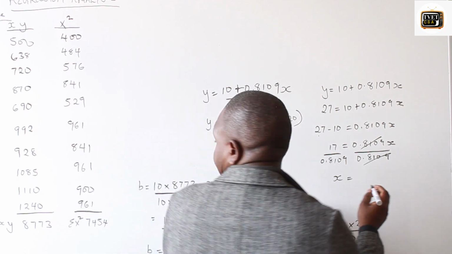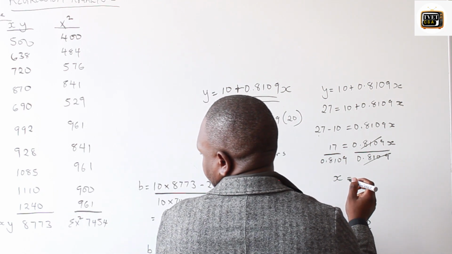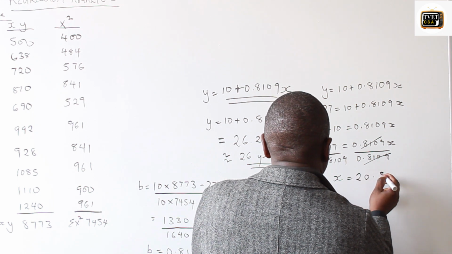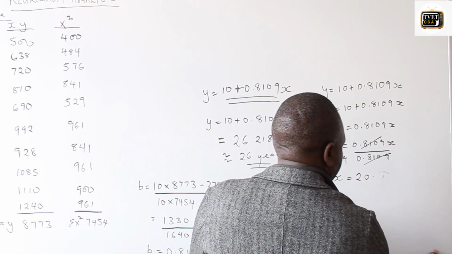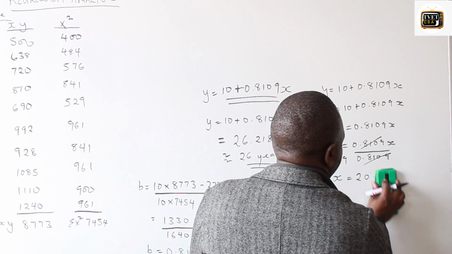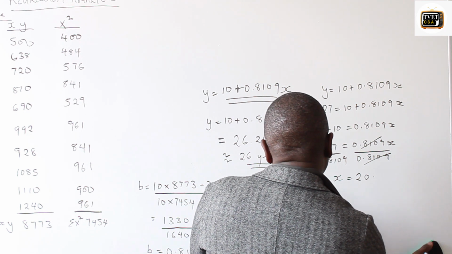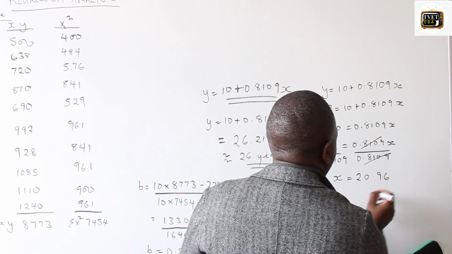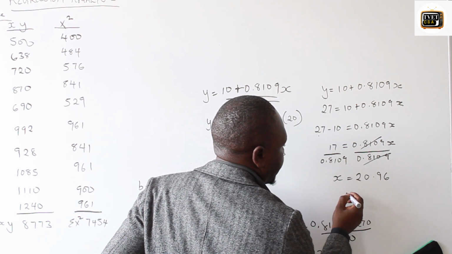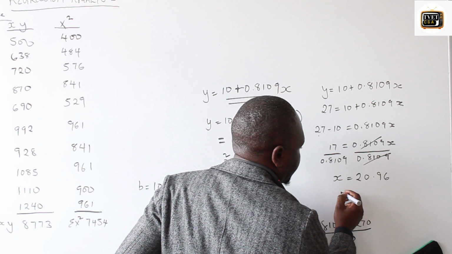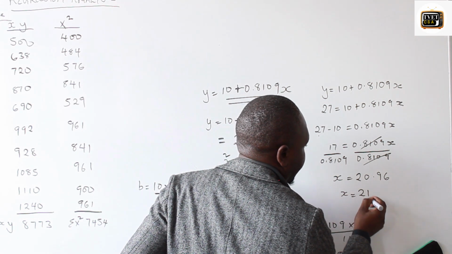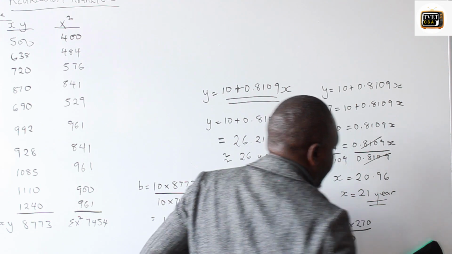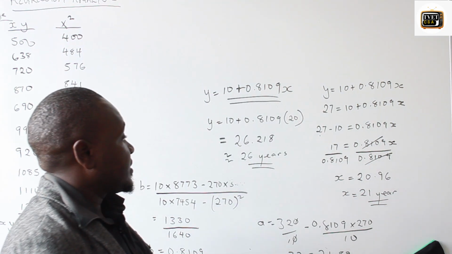So the wife's age will be 20.2996. When you estimate it, the wife's age, which is x, is equal to 21 years, when the husband is 27 years.